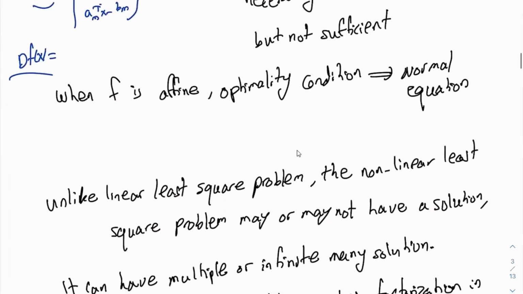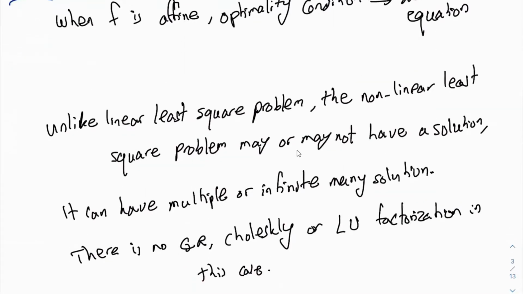Now let's talk about what happens when things go wrong. Why do we study the nonlinear case? Why do we say that it's hard? Because unlike linear least squares, the nonlinear least squares problem may or may not have any solution. It may have infinitely many solutions. It might have multiple solutions. It is not like the least squares solution, where if A has linearly independent columns, then A transpose A inverse A transpose b is the solution, and that's it. No, not really. It may or may not have a solution. It might have multiple solutions. That's the first thing.